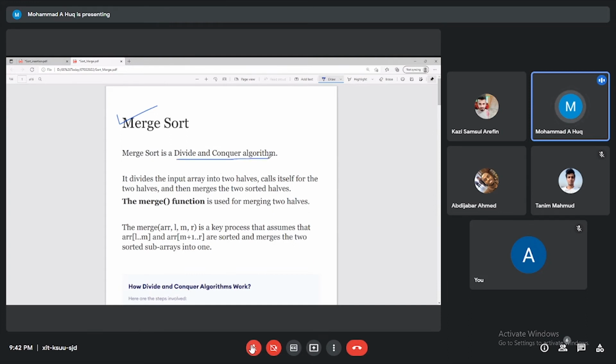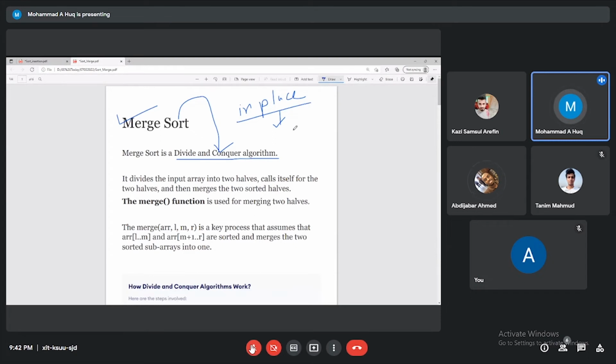Have you ever heard about the divide and conquer algorithm? I heard about merge sort, but I didn't know it's divide and conquer. You know that in the last thing you understood, insertion sort is an in-place algorithm.